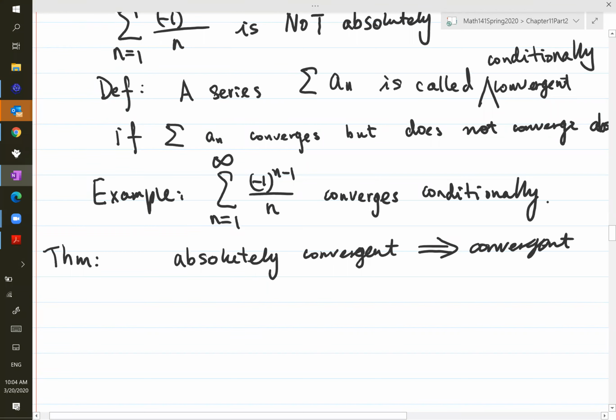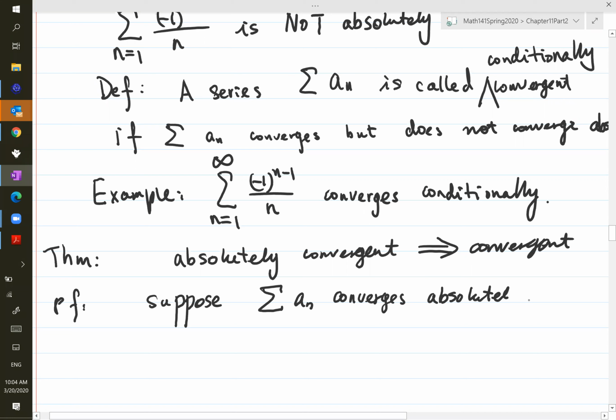Okay, we use the fact. Theorem proof. Suppose a series a_n converges absolutely, i.e. the series of absolute values of a_n converges.